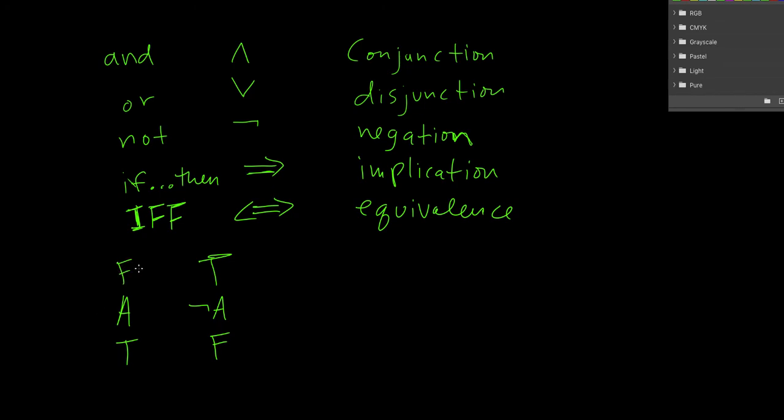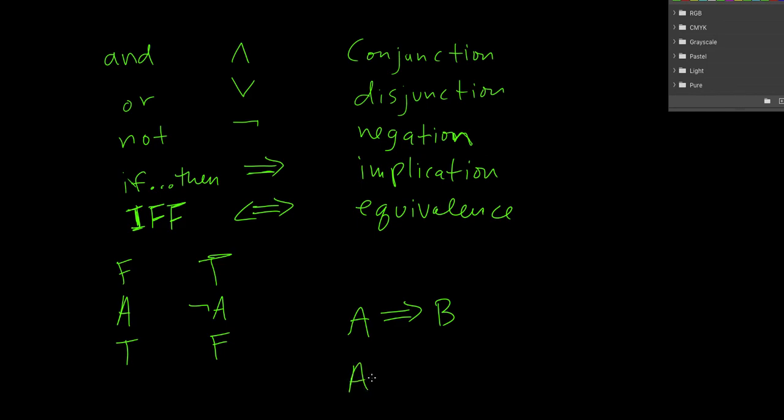Okay? Now, if we have the if-then or the implication or the one-sided arrow, that means that if A is true, then it implies B is true. But it doesn't go the other way. Like if B is true, it doesn't imply that A is true. So it's like a one-way implication.